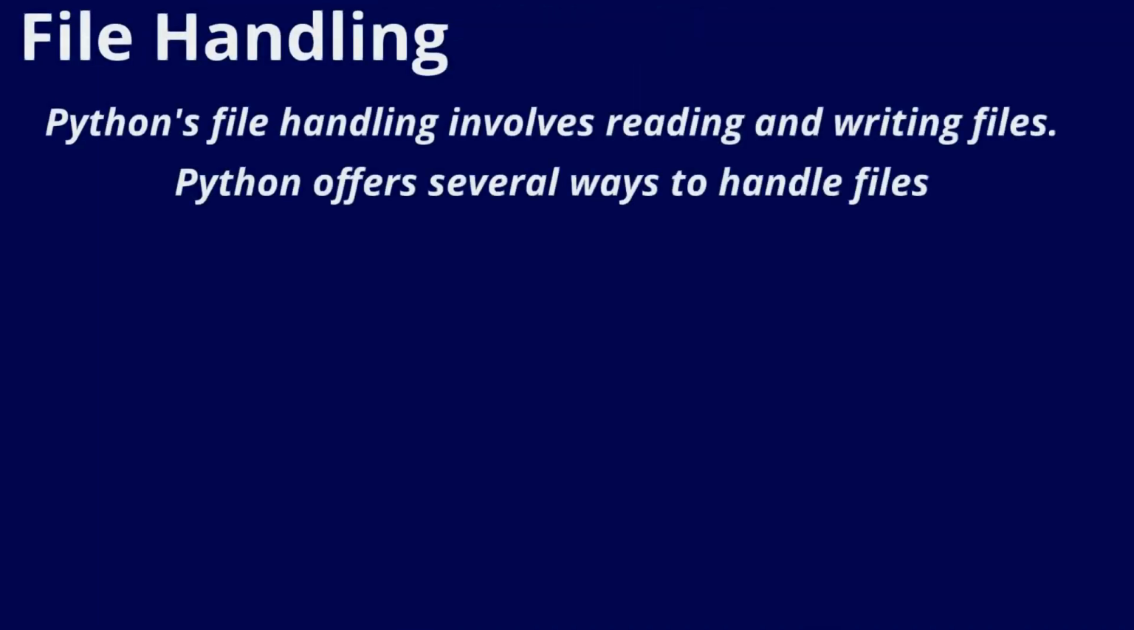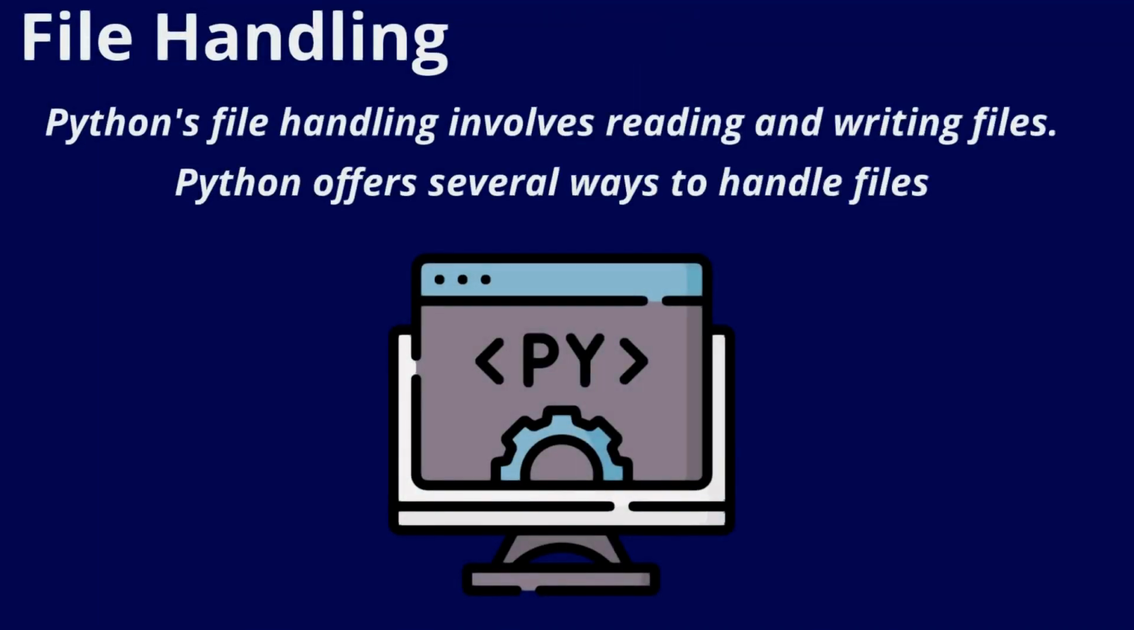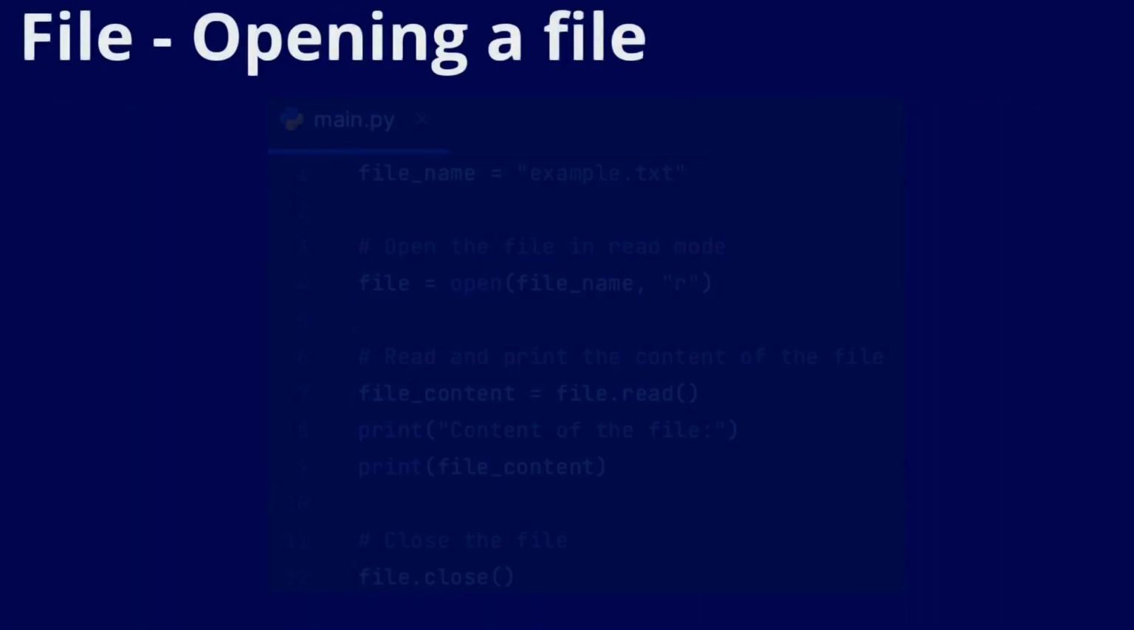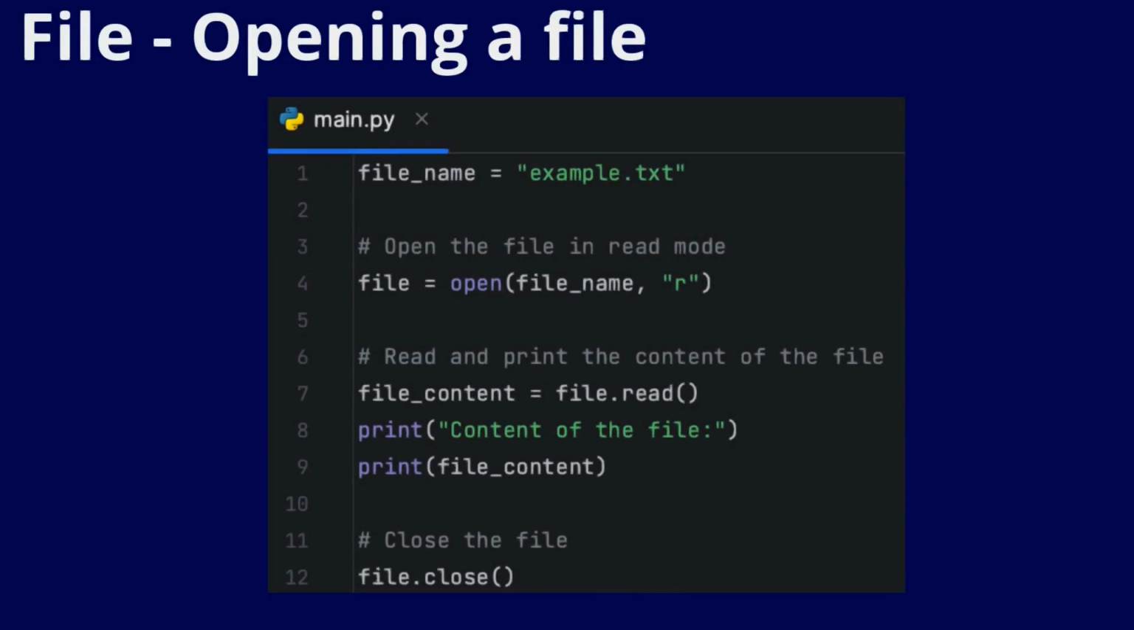File handling. Python's file handling involves reading and writing files. Python offers several ways to handle files. The following are the basic operations. Number 1, opening a file. Using the built-in open function, you can open a file. A file path and a mode, for example read, write, or append, are required.